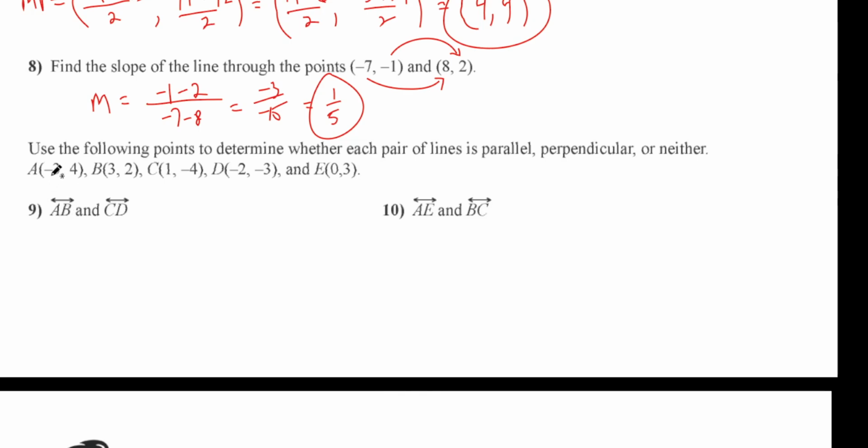Let's find the slope of AB. So AB is (-3, 4) and (3, 2). So let's find the slopes of them both. Because it says, tell whether they're parallel, perpendicular, or neither. If they're parallel, we're comparing the slopes, right? If the slopes are the same, then it's parallel. If the slopes are negative reciprocals of each other, then it's perpendicular. That's what we're looking for.